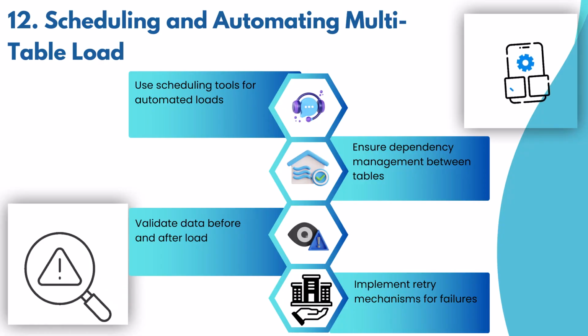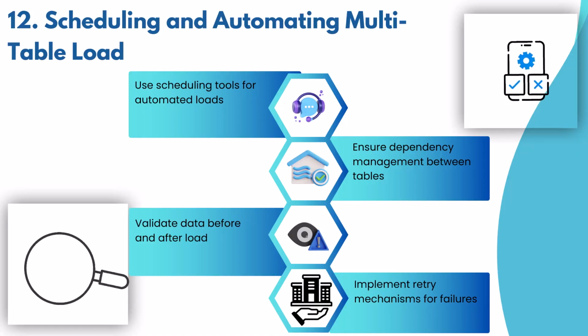Automation is the secret to a stress-free data load, kind of like setting your coffee machine on a timer. Scheduling tools keep the process running without manual intervention. Managing dependencies ensures tables update in the right order, because chaos is the last thing you need. Validating data prevents surprises, and retry mechanisms ensure small hiccups don't turn into major setbacks.